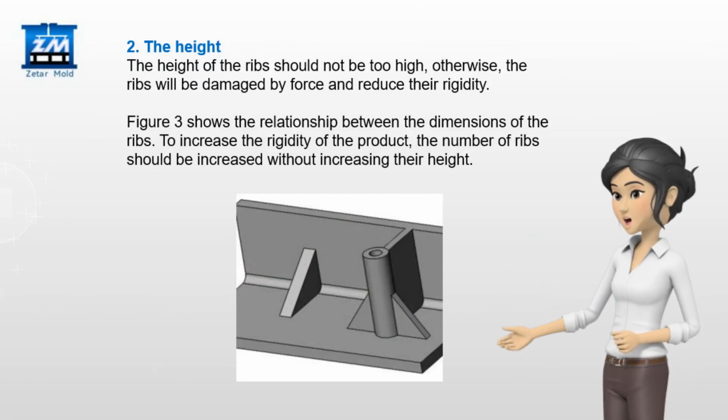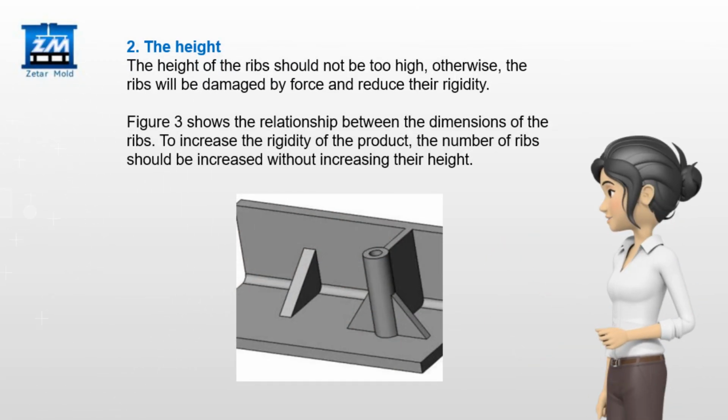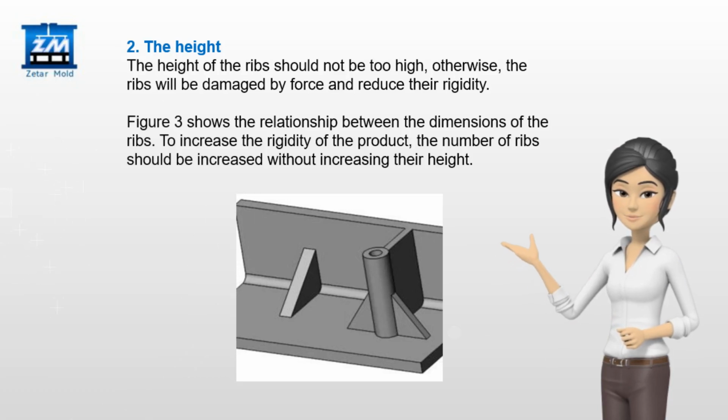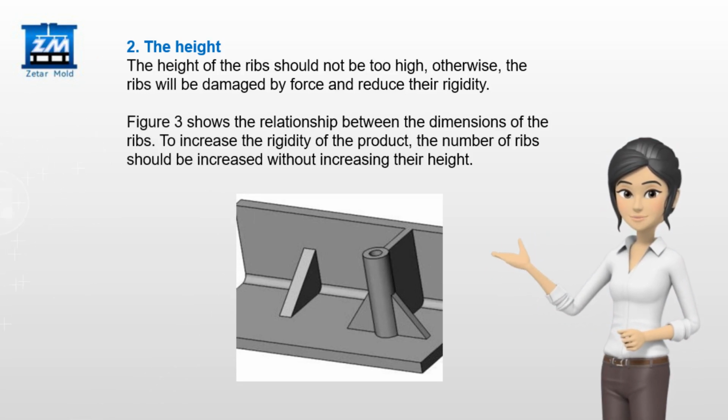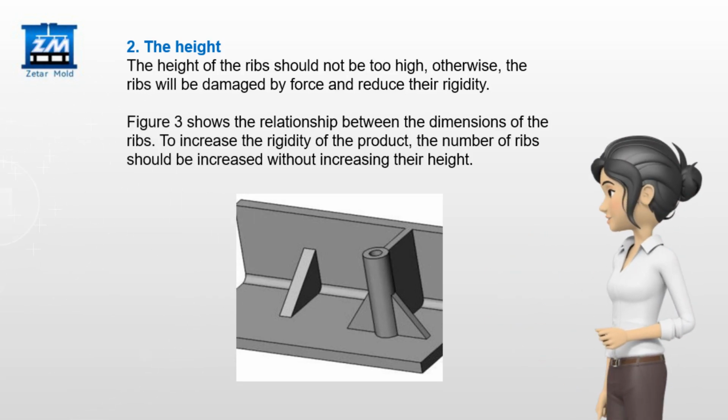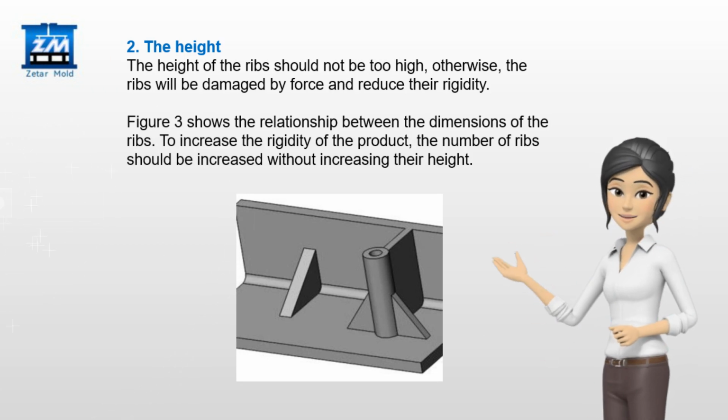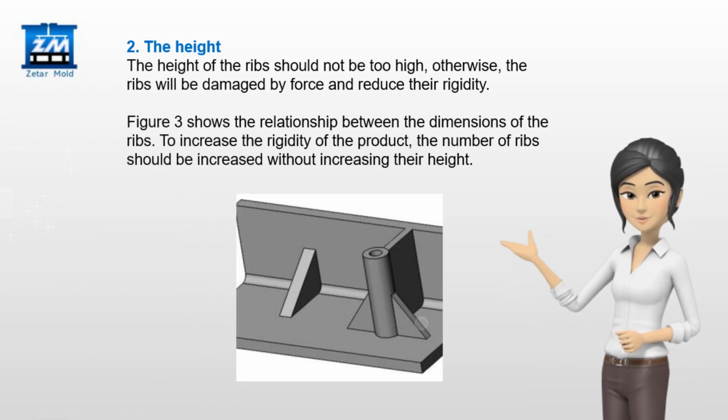The height of the ribs should not be too high. Otherwise, the ribs will be damaged by force and reduce their rigidity. Figure 3 shows the relationship between the dimensions of the ribs. To increase the rigidity of the product, the number of ribs should be increased without increasing their height.